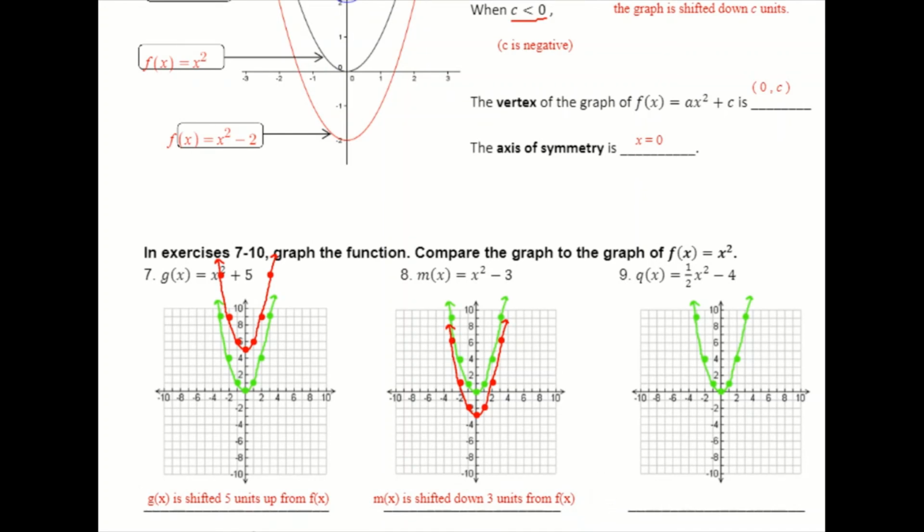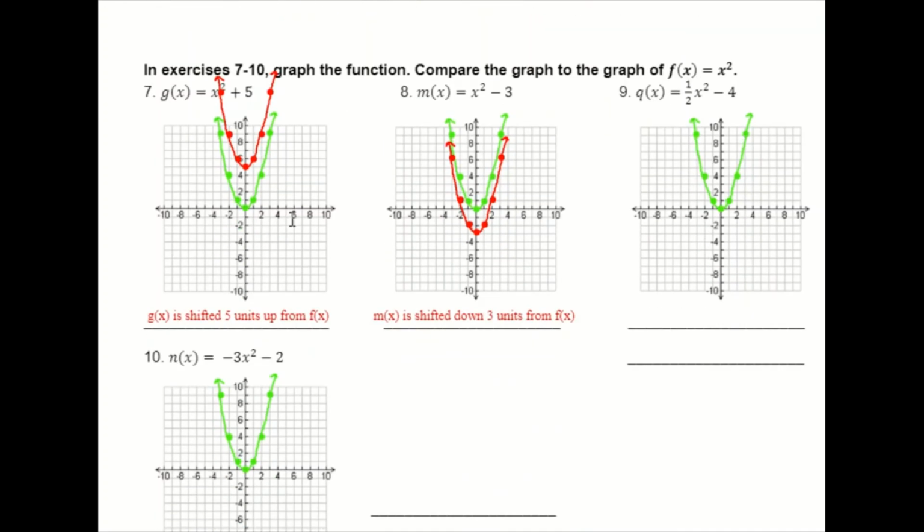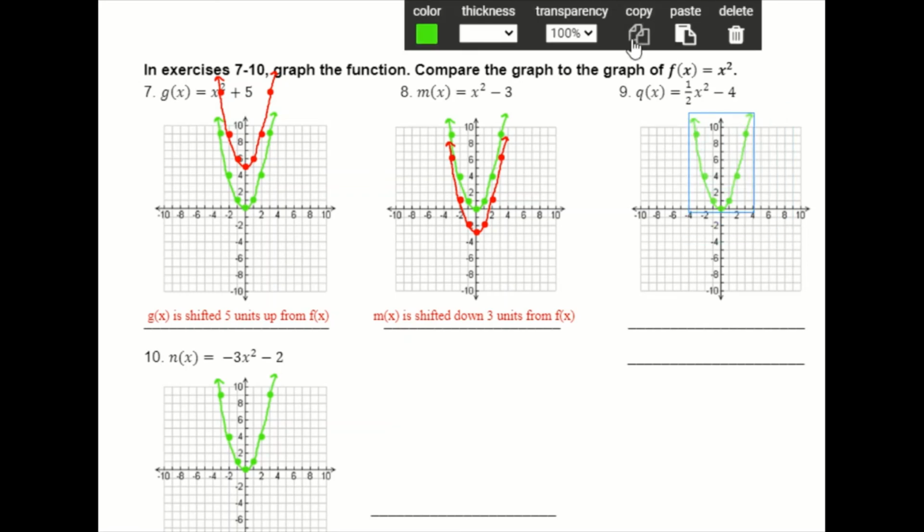There we go. Okay, so for number 9, we've got not only a shift down 4, but we also have to multiply the y values by 1/2, which is going to cause it to be a little bit wider. So I'm going to try to do the same thing I did with this one. I'm going to highlight all this, copy it, and paste it on there. I'm going to change it to red so I can see it's a new one.